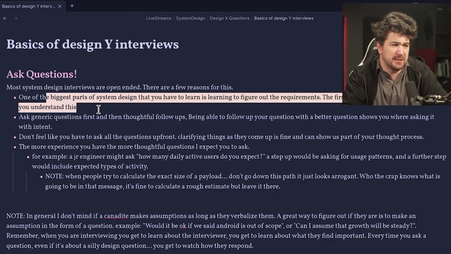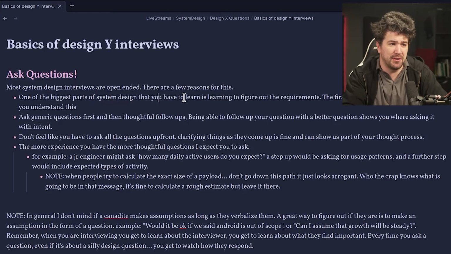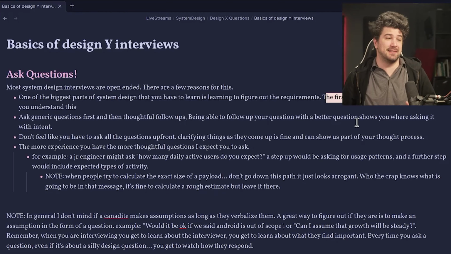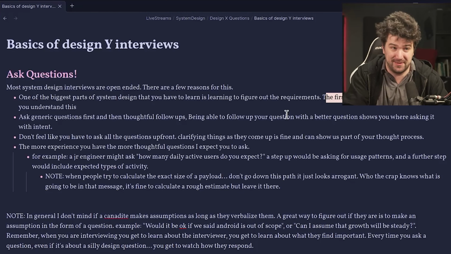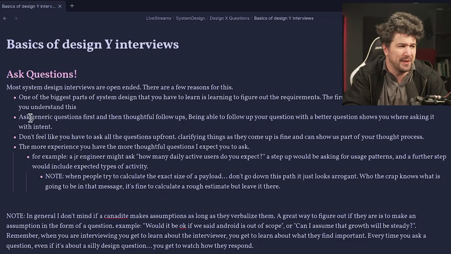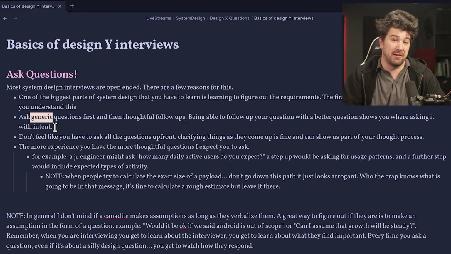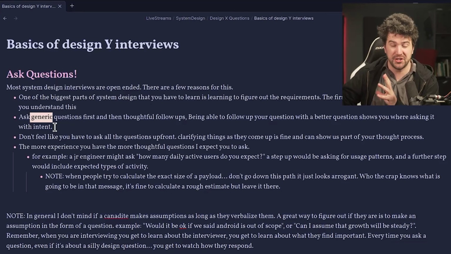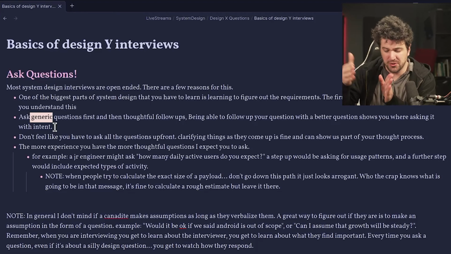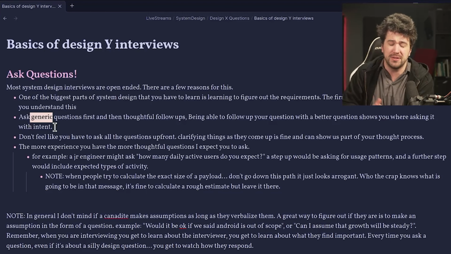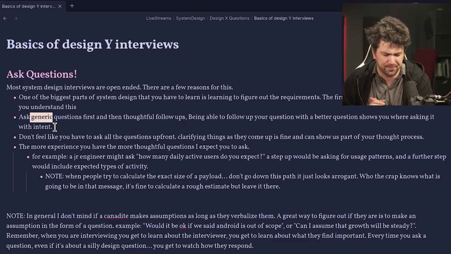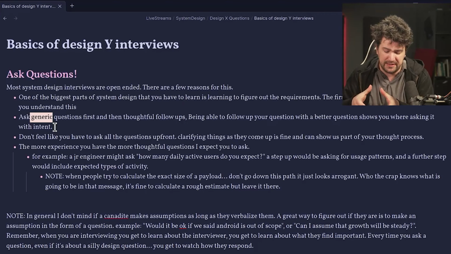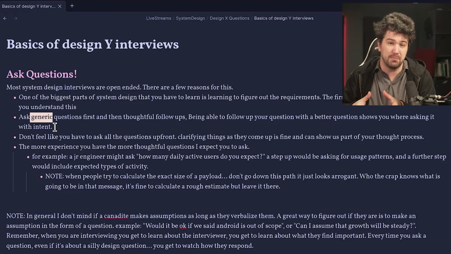Yeah, one of the biggest parts of system design that you'll have to learn is figuring out the requirements. The first part of this test is to see if you understand that. That's 100% what I'm looking for. So you want to ask generic questions. This is one that I love to see. Ask really broad generic questions and then use those to drill down further. Okay, you said this. Now what about this? So this shows that you're asking purposeful questions.